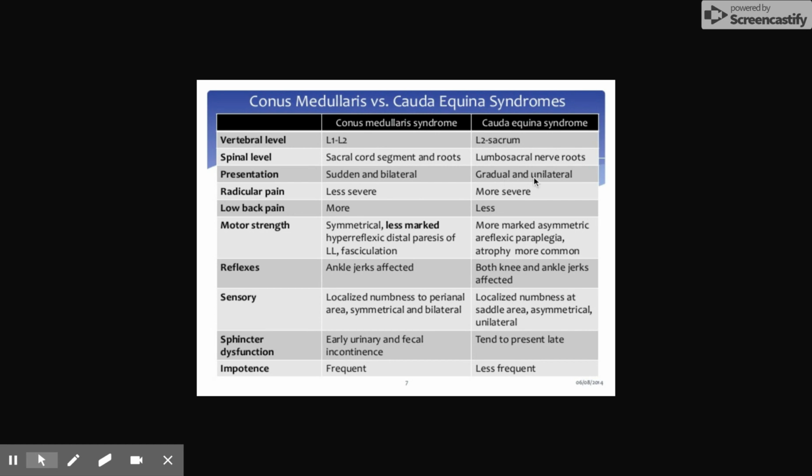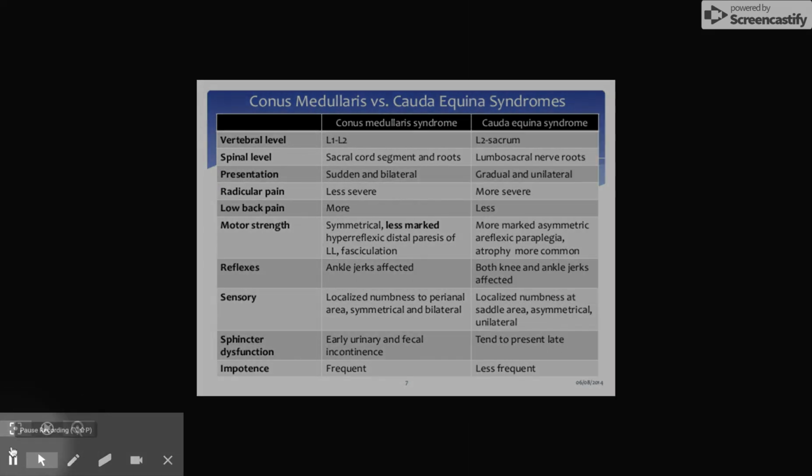Both will have a radiculopathy, the radiating pain towards the legs. Both are going to have it, but cauda equina is more severe than conus medullaris. Both also have lower back pain. However, conus medullaris has less lower back pain compared to the other one.